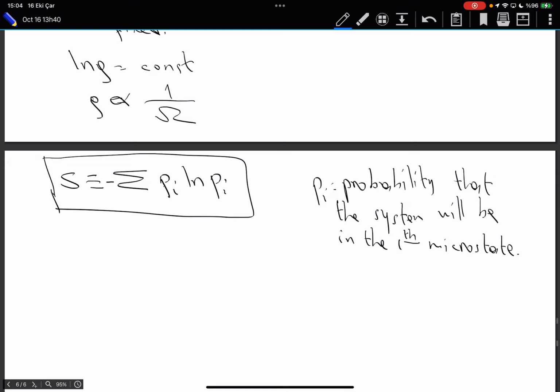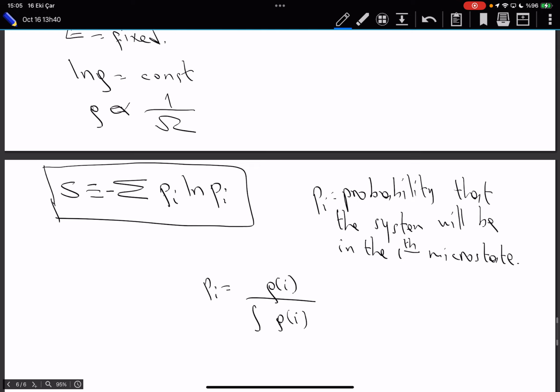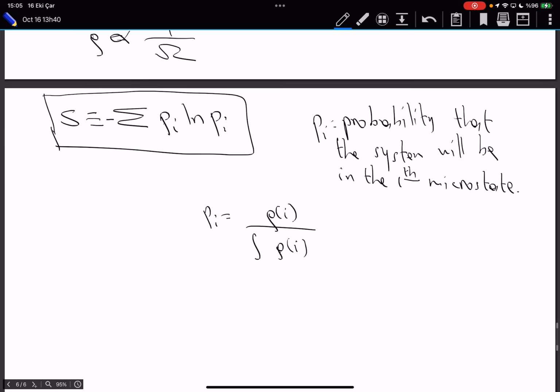If you want to relate this to densities, you see rho of i, pi will be rho of i divided by the integral of rho of i. The denominator is all microstates, the numerator is the number of copies you have in the ith microstate. This definition is different from, because we defined entropy in terms of logarithm of omega previously. Well, the probability, well, let me just do one more thing and then answer your question.